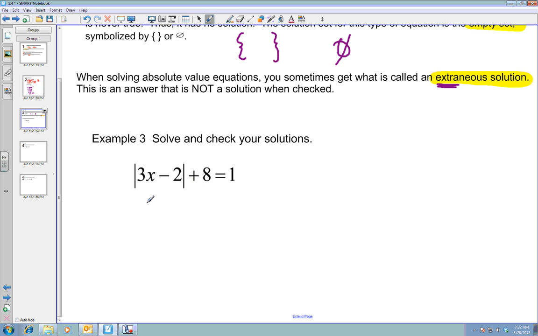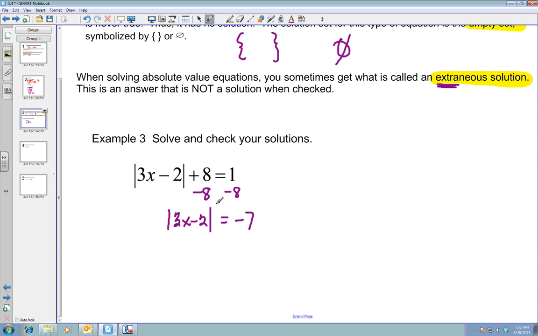So let's do example 3 real quick. Absolute value of 3x minus 2 plus 8 equals 1. So our very first thing we're always going to do is isolate your absolute value. That means anything that's not within the absolute value bars, you're going to get rid of. So the first thing I'm going to do is subtract 8 from both sides. So now I have the absolute value of 3x minus 2 equals negative 7.